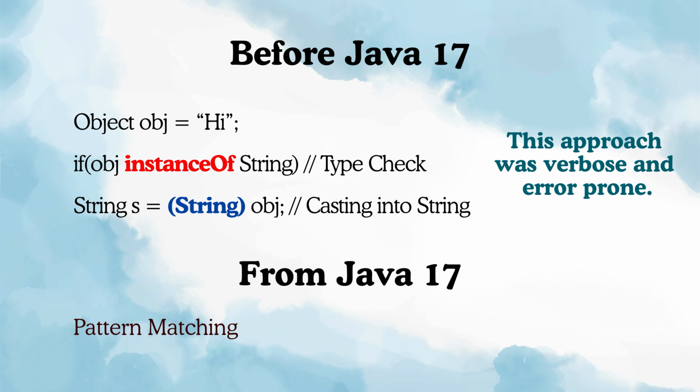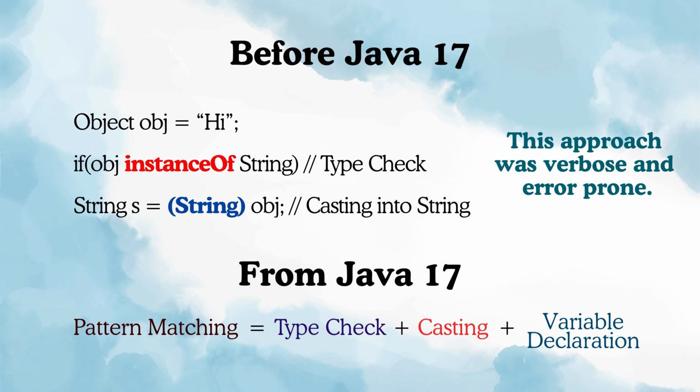You can think of it like this. Pattern matching is equal to type check plus casting plus variable declaration all in one step. Yes, Java basically combines these three operations into a single, more readable construct. So let's jump into some real examples and understand how this works in practice.